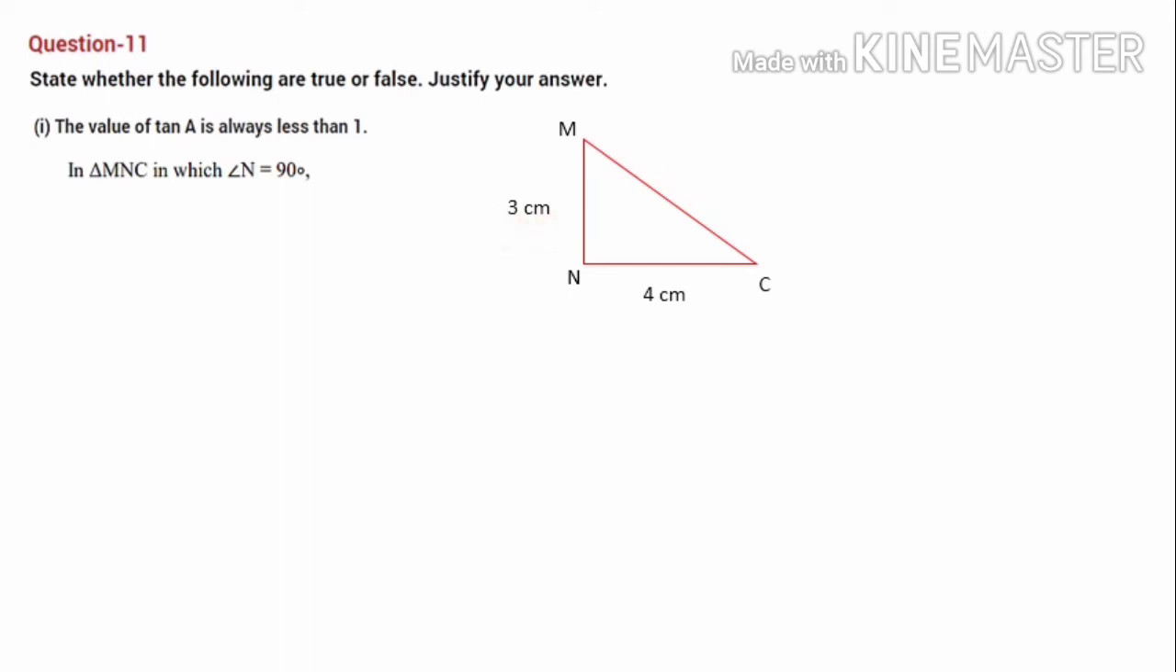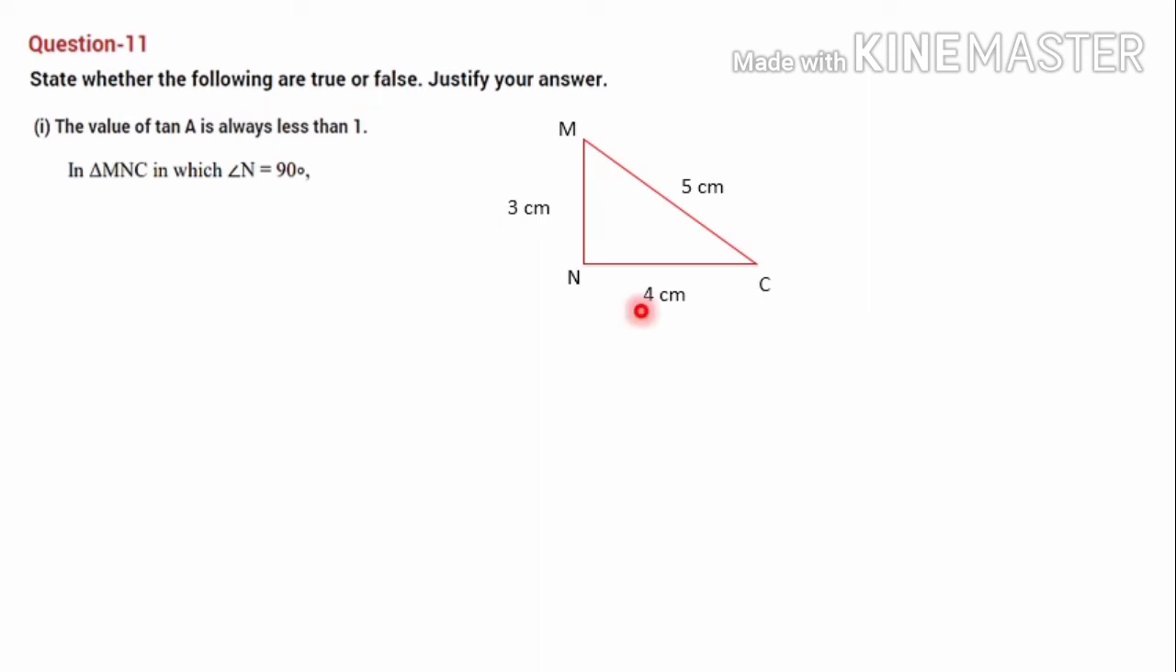So 3 square is 9, 4 square is 16. So 3 square plus 4 square is 9 plus 16, which is equal to 25. So root of 25 is 5. So the length of MC is 5 centimeter. Here I am not using the calculation part because it is only a true or false question, a 1 mark question. So it is better to practice mental calculation.